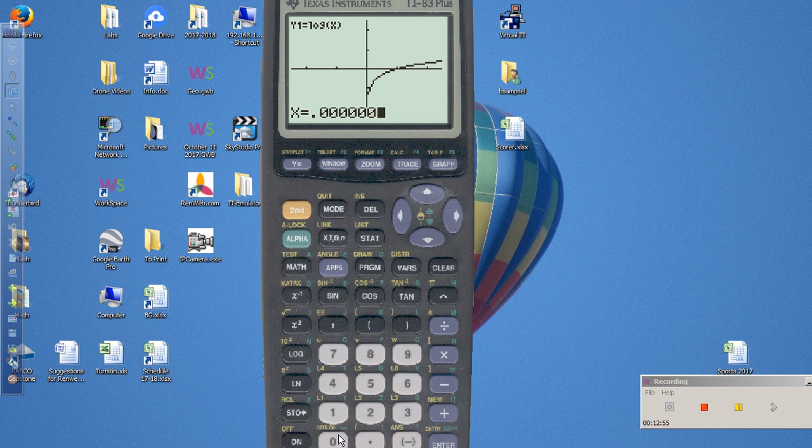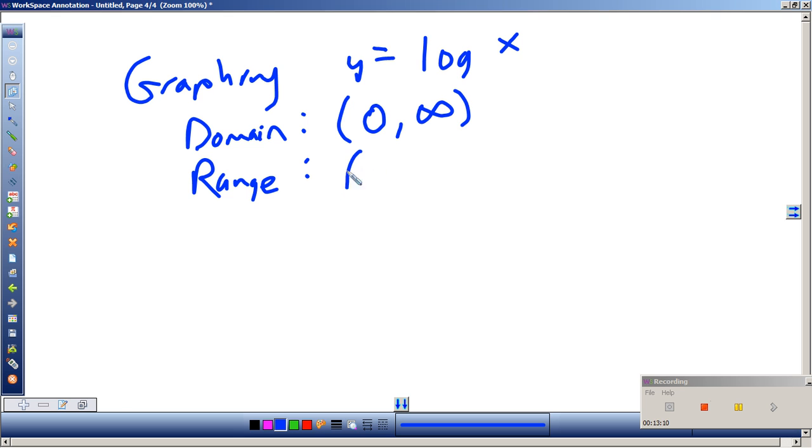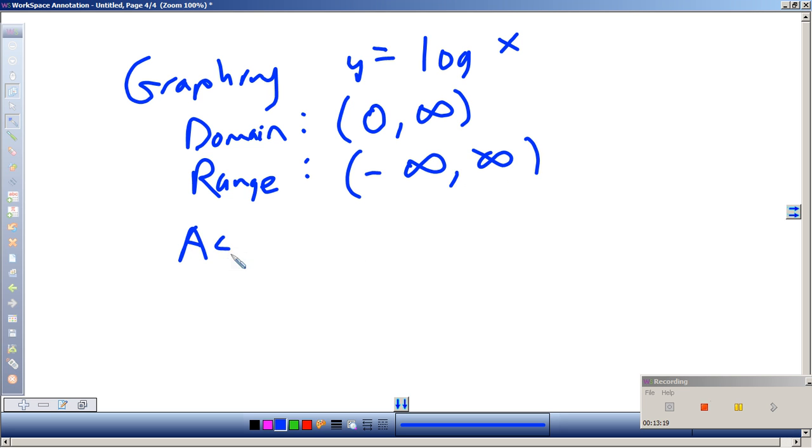So I could put in, say, 0.000, a bunch of zeros there and something, and get negative 9.6. However, if I make a small enough number, eventually I'm going to get down to negative infinity. How high does it go? Infinity again. Okay? Asymptote. Y equals 0, or x equals 0? Which one? X equals 0. Okay.